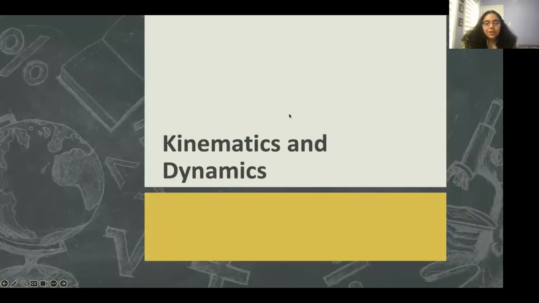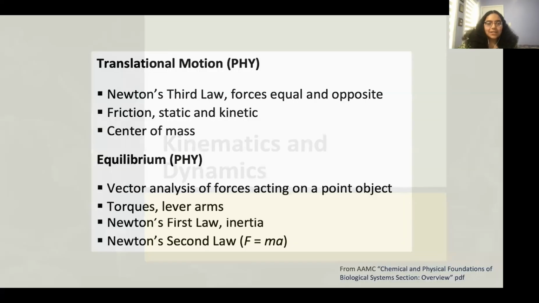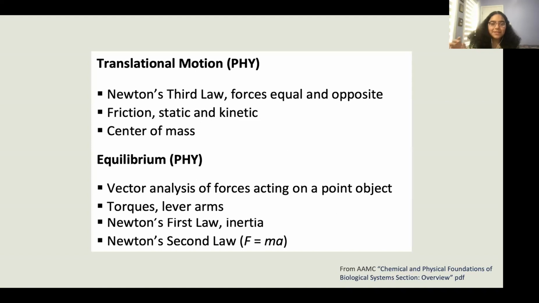Okay, so to start off, we're going to start with kinematics. And at the start of each section, I just have what the AAMC says will be part of it, like in their overview. The PDF name is written in the corner there. But this is kind of what this section is going to go over. So they're going to talk about translational motion and equilibrium. So Newton's laws, forces like friction and stuff like that, center of mass, all that.